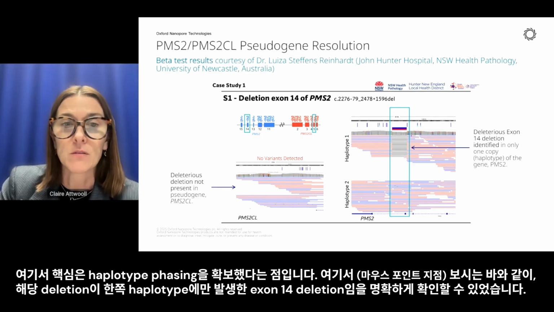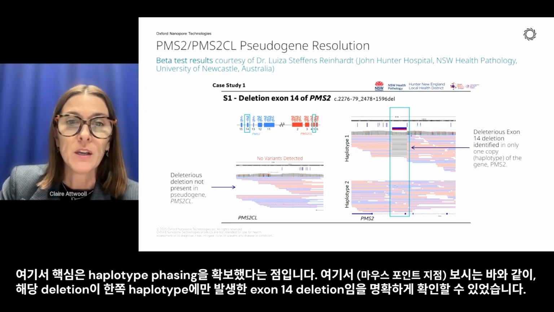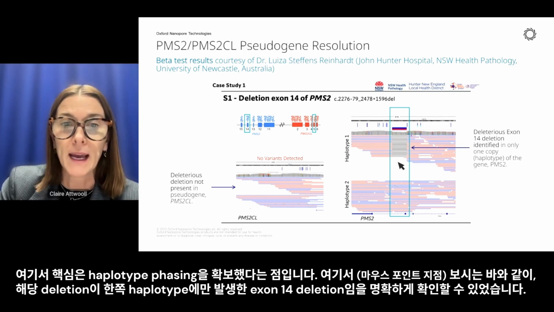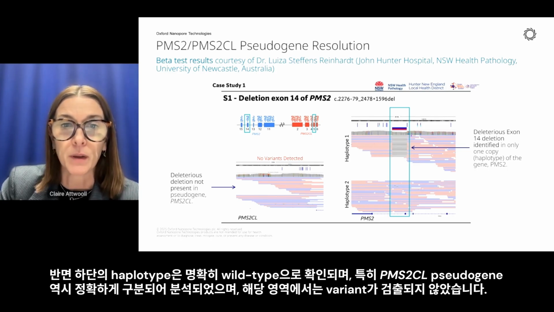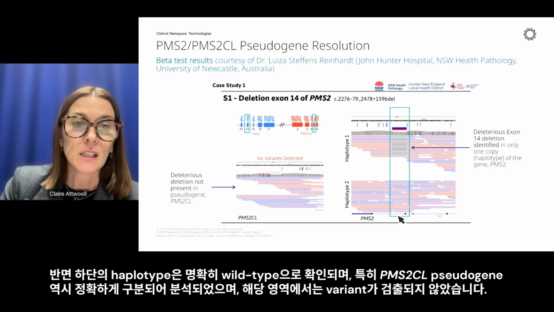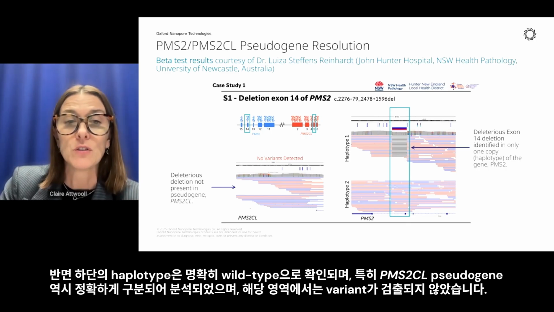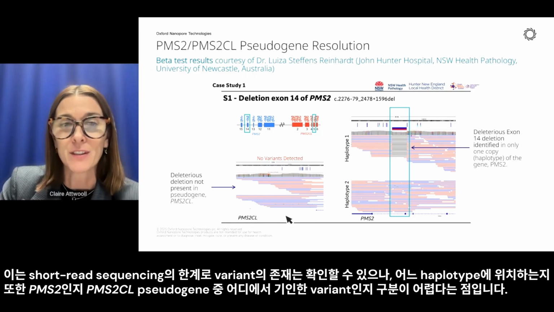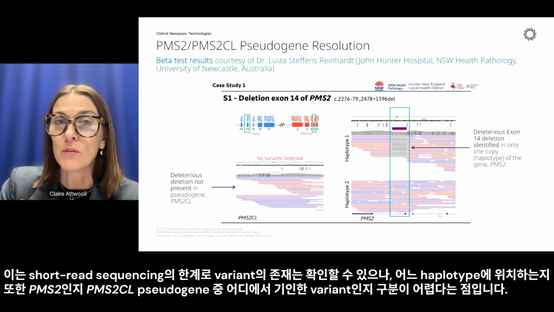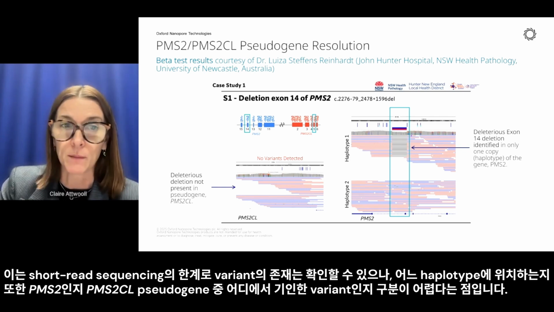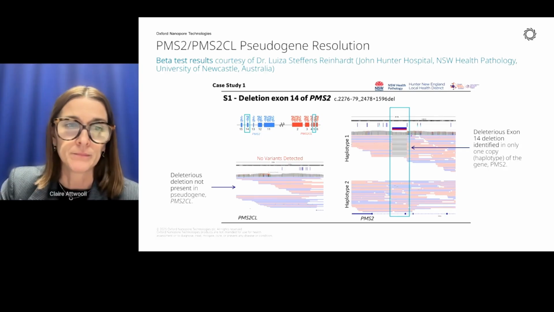And the important thing here is that she got haplotype phasing. So you can see that here at the top, she was clearly able to see this deletion of exon 14 in one haplotype, whereas the haplotype below is very clearly wild type. And significantly, she can see that the PMS2CL pseudogene is also wild type, so no variants detected there. And that often is the challenge with short read: you know there's a mutation there, you don't know which haplotype, and you don't know if it's in PMS2 or PMS2CL.